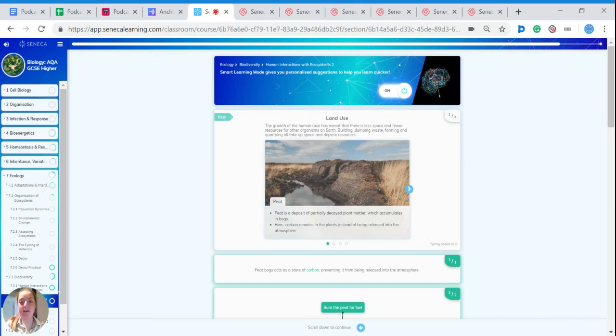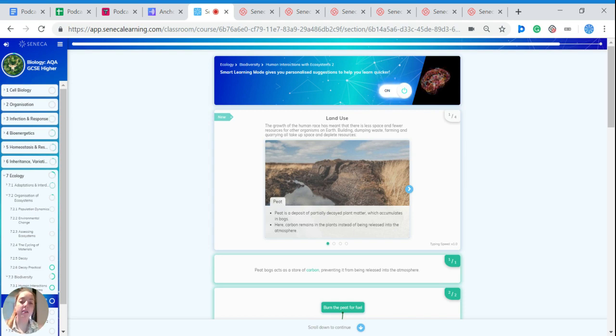I'm going to talk to you about some more human interactions with the environment. So I'm going to have a look at peat bogs and also deforestation. The growth of the human race has meant that there is less space and fewer resources for other organisms on Earth. Building, dumping waste, farming and quarrying all take up space and deplete resources.